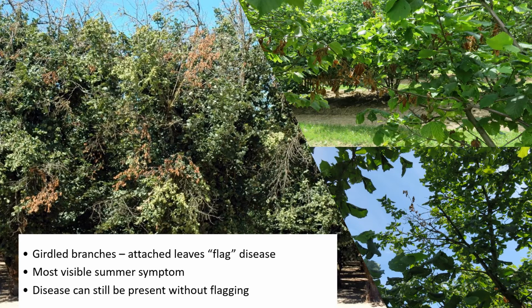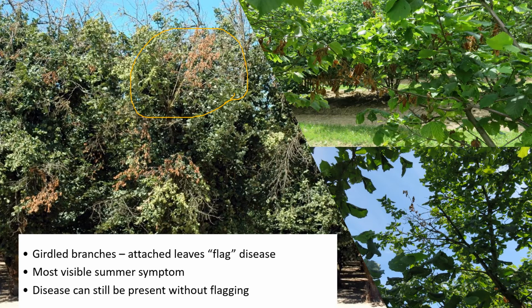So what you have is this very distinctive dead branch standing out amongst the living foliage. This is a photo from Oregon, and you can see there's lots of flagging. These trees are very severely affected and they really stand out. In Ontario, we don't see this degree of flagging yet.